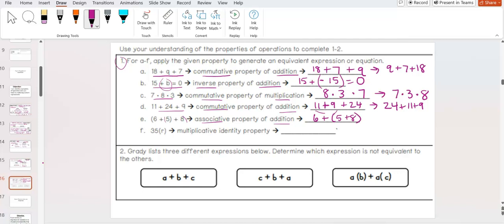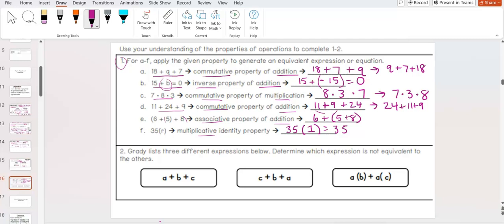And then the last one is the multiplicative identity property, with multiplication. So it's saying 35 times what? And that's going to be times 1, because that will be itself.